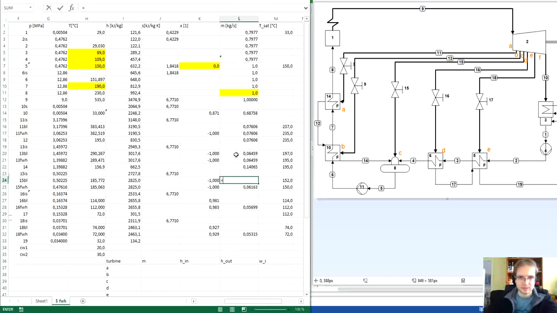Number 15 is the turbine bleed. Number 16 is also the turbine bleed. Number 17 as well. Number 18 as well. And number 19 is turbine bleed from stream 18 and 17, the condensate.